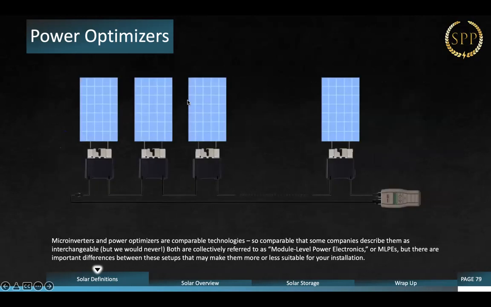So microinverters and power optimizers are comparable technologies, so comparable that some companies would describe them as interchangeable. We never would. They are not interchangeable. Both are collectively referred to as module level power electronics, or MLPEs. But there are important differences between these setups that make them either more or less suitable for the installation. So on all of our territories, these are the best forms of installation. It's actually our favorite inverter to use because we have the best of both worlds. So here's a video from SolarEdge that actually explains the pros and cons to all of them.